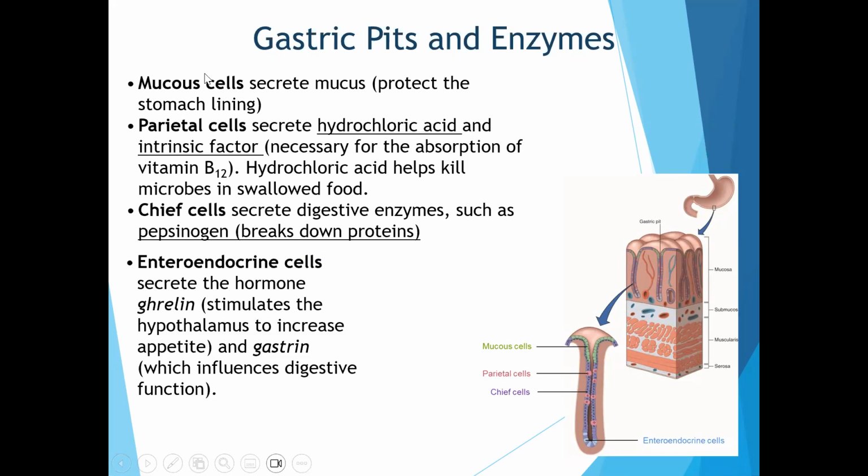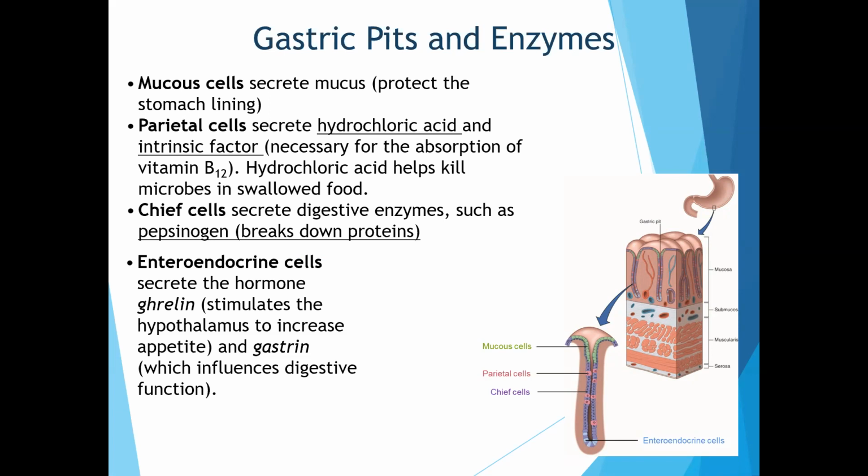So let's go through some of the different cells that make up these gastric pits. So we have our mucus cells that secrete mucus. It protects the stomach lining. We said that gastric juice is really acidic. So without the mucus, our stomach would get super upset. So our mucus cells secrete mucus to protect and stop irritation in the stomach lining.